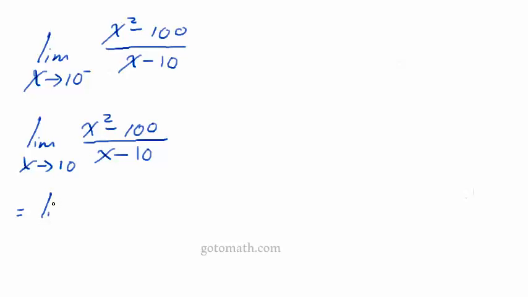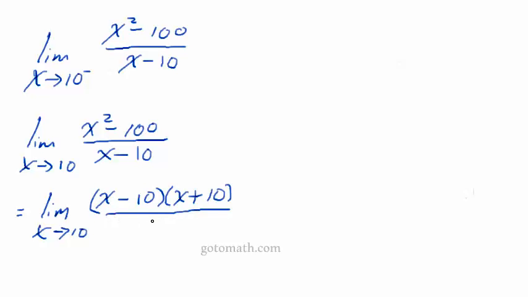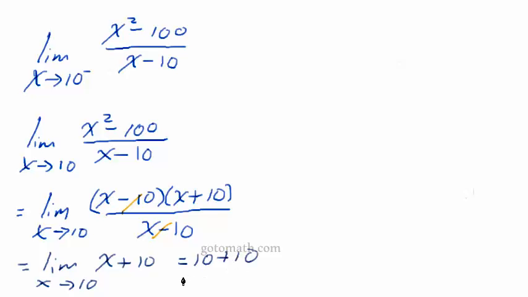So let's rewrite this limit. We end up with x minus 10 times x plus 10, all over x minus 10. And now what we can do is cancel out some like terms, rewrite this limit as x plus 10, and then do our direct substitution, and we end up with 20.